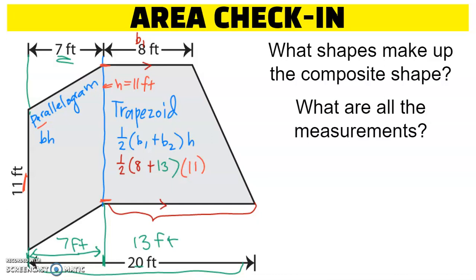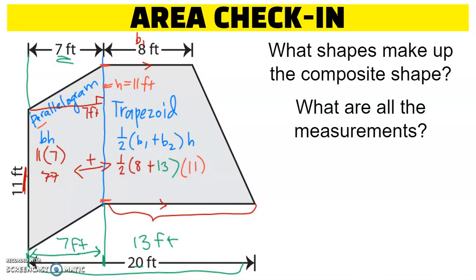I do the same thing for my parallelogram. I need my base and my height. Well, I have 11 here. And then the height is always perpendicular to the base. And I know that that distance is 7 feet. So it's 11 times 7. So I already know my parallelogram is 77. My trapezoid, I have to do a little bit more work. But what I would do then is I would add those two areas together, and that gives me my total area.